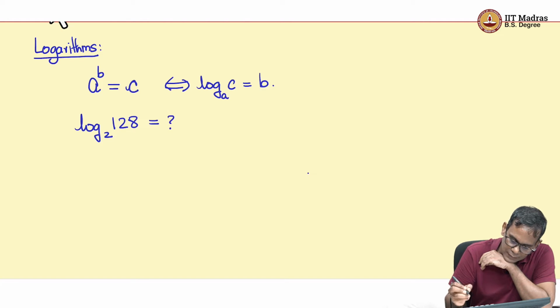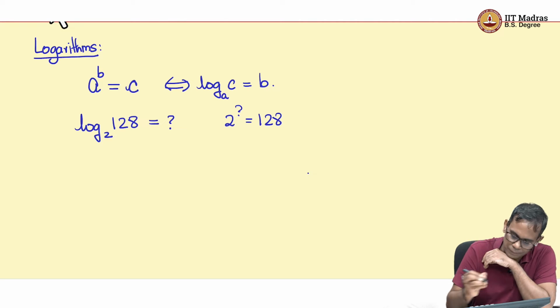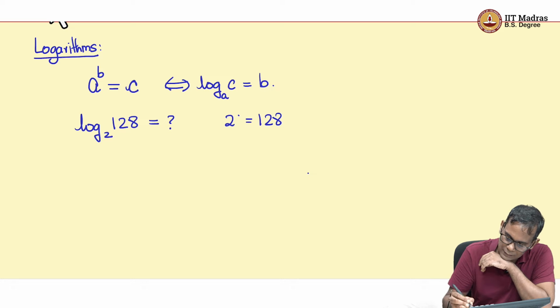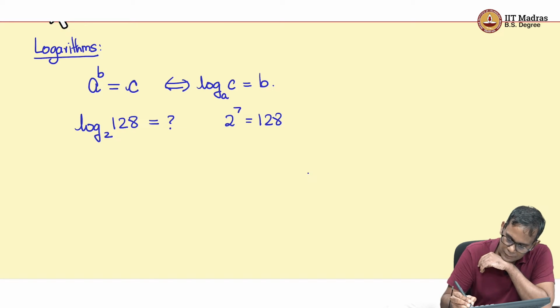Whatever this is, this definition tells us that 2 to the power this thing should be 128. If you just think about it for a moment, you will see that 2 to the power 7 is equal to 128, and so log to the base 2 of 128 is equal to 7.